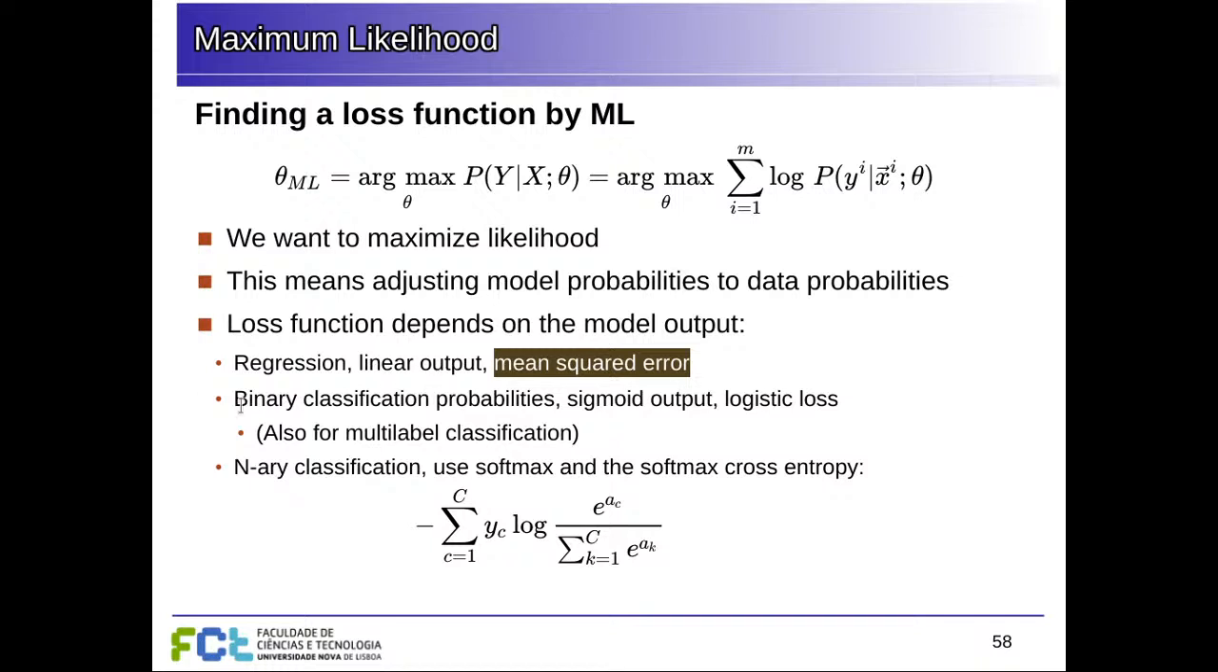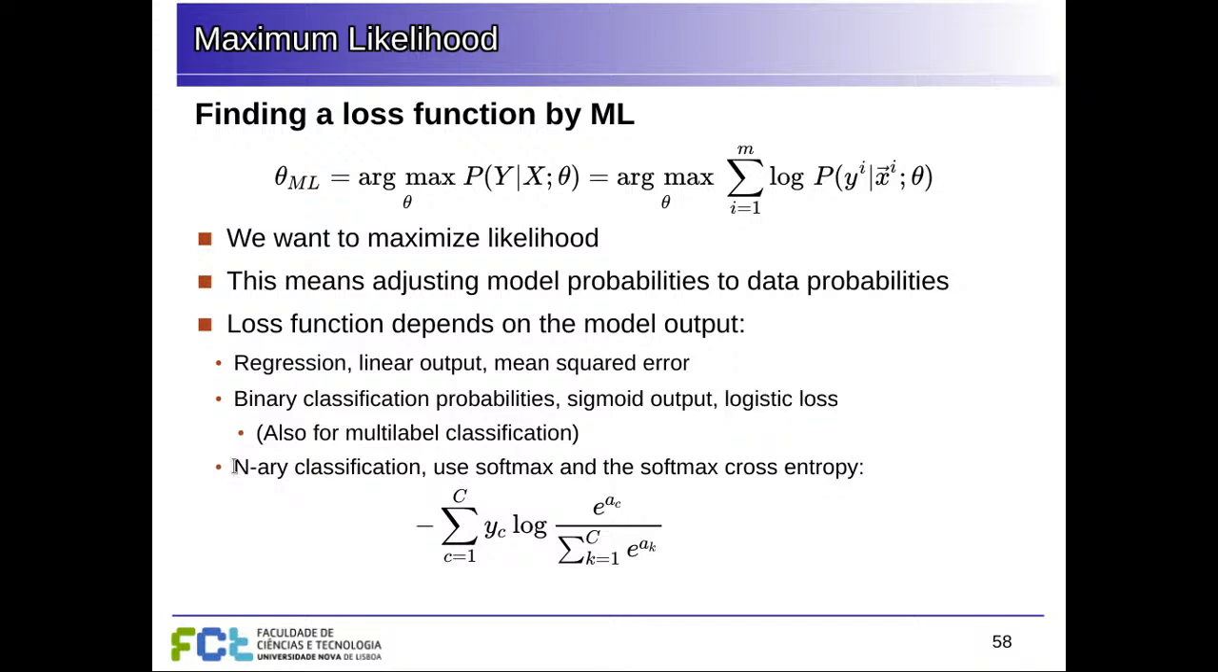If you are doing binary classification and you are interpreting the result of your model as a probability of belonging to class 1, in that case you should use a sigmoid output. This sigmoid output will give you a value between 0 and 1, and this is the probability of belonging to class 1. But then you should use the logistic loss function, because this is the one that corresponds to the maximum likelihood solution when we assume that our model is giving the probability of belonging to class 1.